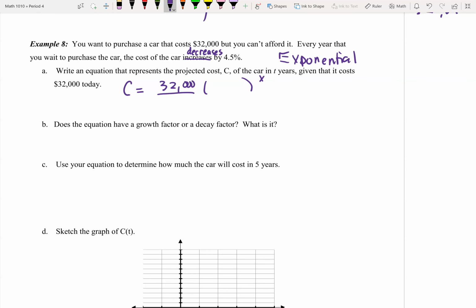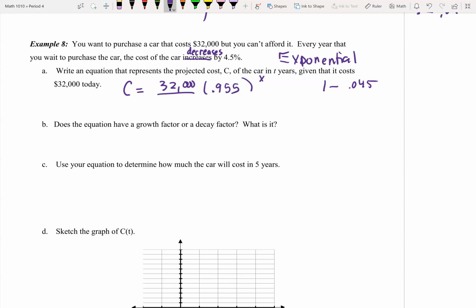This is decreasing. So I know that number is going to be less than 1, right? So how do I figure out the number? 1 minus, don't say 1 minus 4.5 though, 1 minus 0.045. And that gives you 0.955. Am I right? Okay, there's your equation. Does it have a growth factor or a decay factor? It's a decay, and what is it? 0.955.